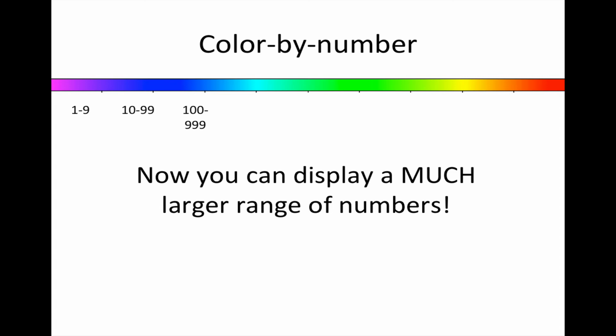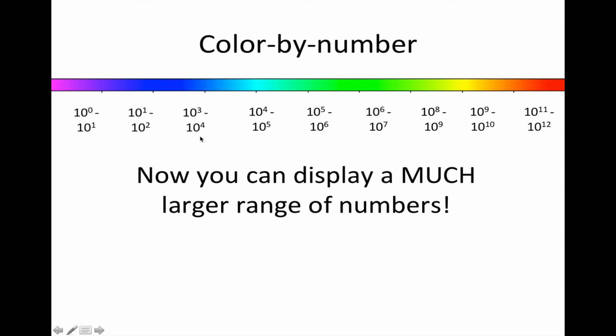I can say, all right, if the number in my image is between 0 and 9, I'll color it this, you know, sort of magenta color. If it's between 10 and 99, it's blue. Between 100 and 999, it's that shade of blue. Well, remember your scientific notation. So I can display this as 10 to the 0, between 10 to the 0 and 10 to the 1. That's between 1 and 10. 10 to the 1, 10 to the 2, between 10 and 100. 10 to the 3 to 10 to the 4, and so on.